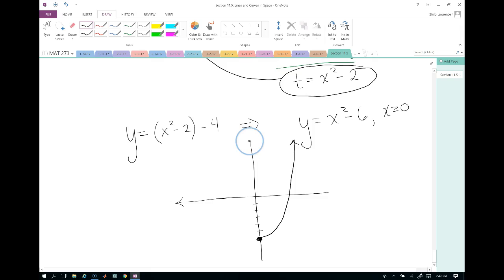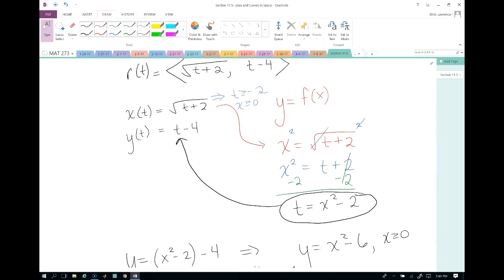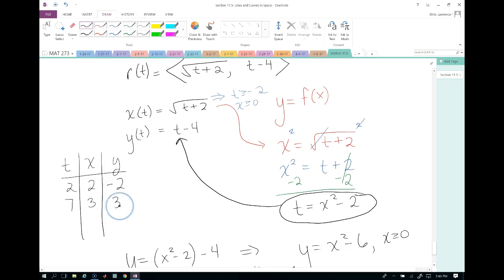Which is to the right of our y-axis. We could also figure out the orientation, and that's probably easiest from your parametric equations. If we were to plug in t equals 2, and then pick numbers that make sense, t equals 2, that way I get a nice perfect square under my square root. I get the square root of 4, and then negative 2. If I plug in t equals 7, I get the square root of 9, which is 3, and I get 7 minus 4, which is 3.